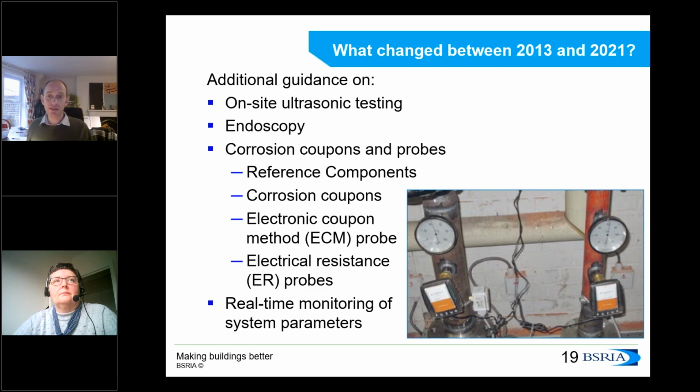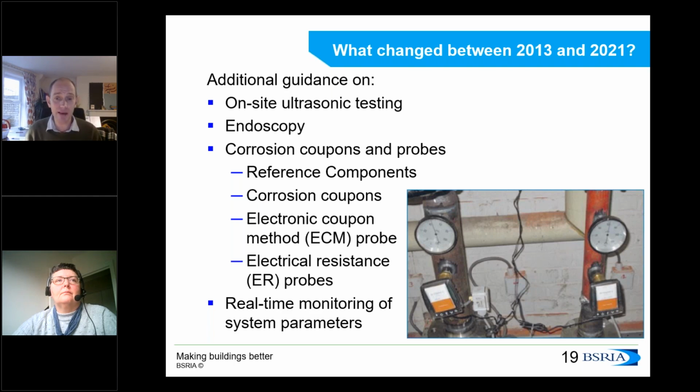There are some other techniques for monitoring that we didn't mention all that much in the 2013 guide. Ultrasonic testing can be useful for measuring pipe thickness. If it is suspected that there's been extensive corrosion, it's useful to know, are we getting to a point where this pipework is going to fail? Also, endoscopy can be used, in other words, literally looking inside the pipe to see what the condition of the inside is.